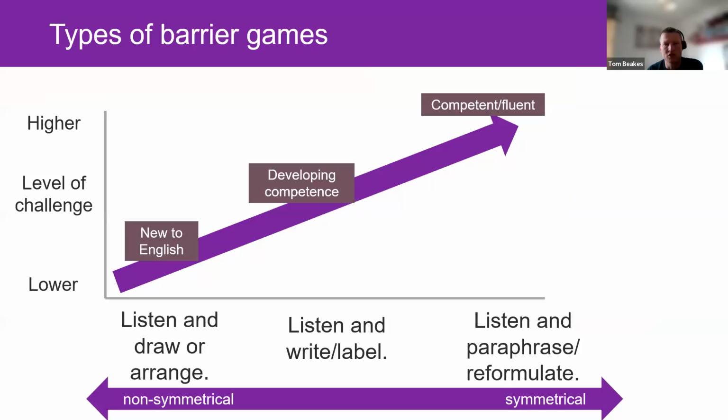And I just want to show you this slide, which is a summary of the different types of barrier game you might want to consider for different levels. So at the lower proficiency levels, listening and drawing or listening and arranging is going to be more appropriate. And at the higher levels, you can do things like listen and paraphrase or reformulate. So rather than just a single word information gap activity, we could use a whole paragraph, something like that.